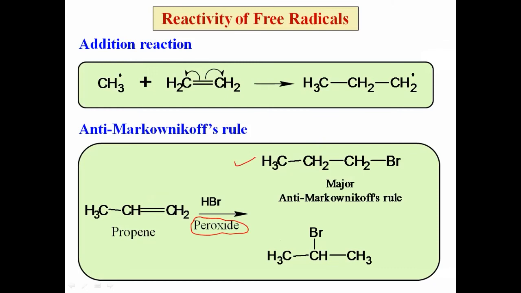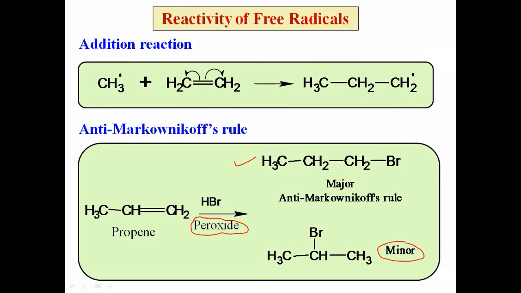Suppose the reaction is carried out in the presence of peroxide, then addition of HBr to the unsymmetrical alkene, propene, takes place according to anti-Markovnikov's rule. And here we are having N-propyl bromide as a major product, while isopropyl bromide is in minor amount. Why does this happen? This is due to the presence of peroxide. And this is called anti-Markovnikov's rule.